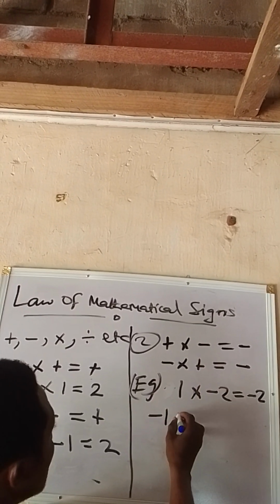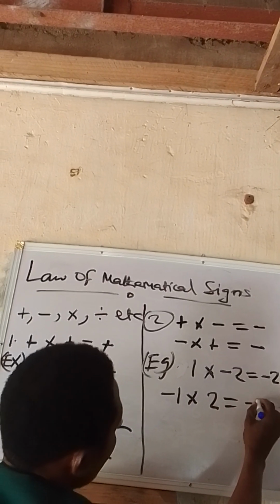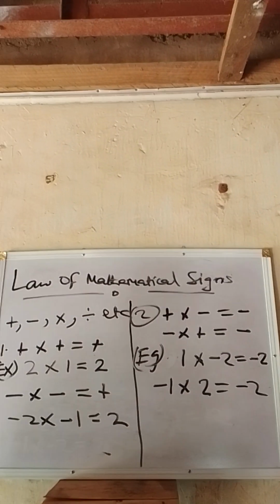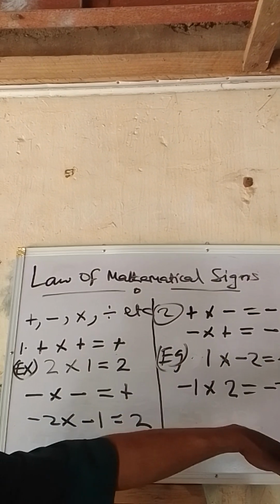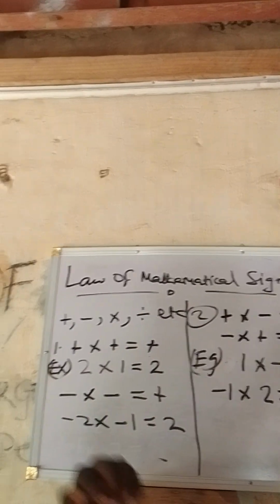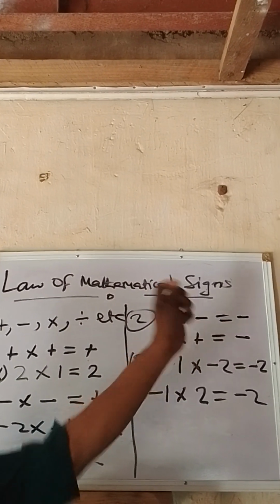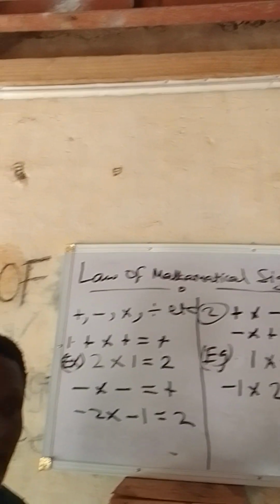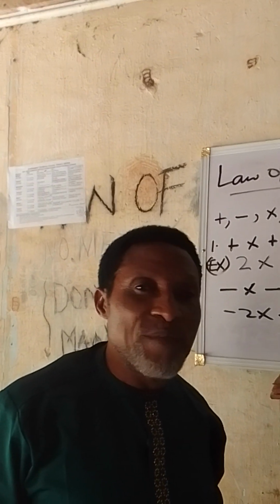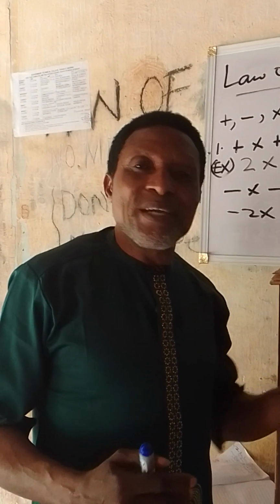Minus 1 times plus 2, we are going to have minus 2. Whichever position, whether the positive comes first or the negative comes first, have it in mind that when you are multiplying two numbers with different signs, the result will carry a negative sign. Are we okay? So take note, it's very important, and this is one of the aspects that people are not getting right. So now that you are on this page, get this right.